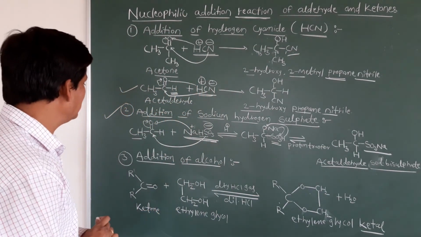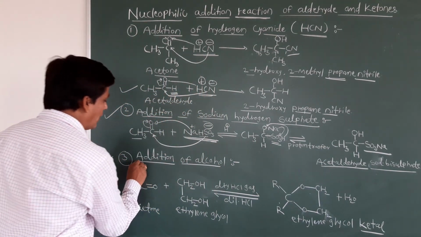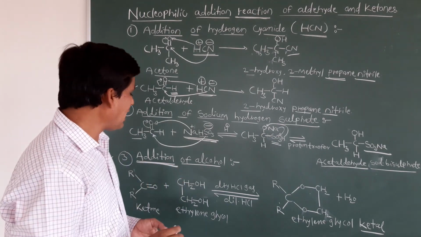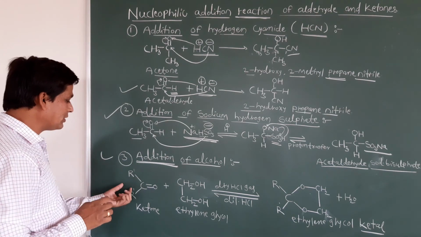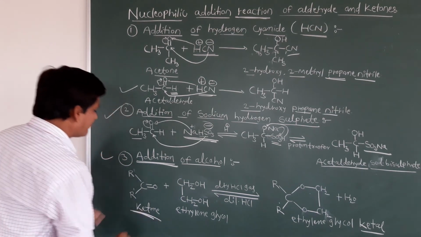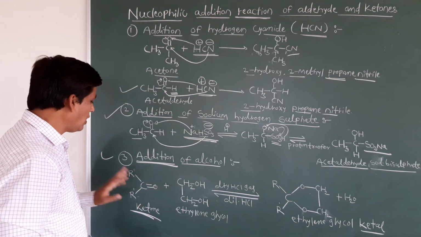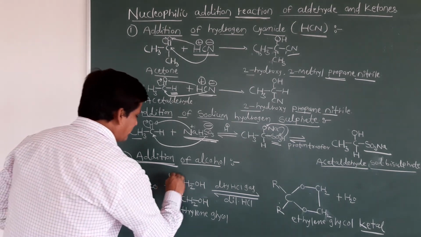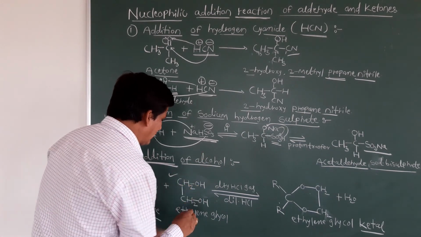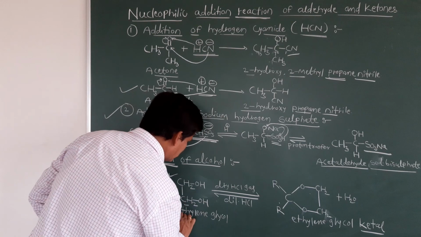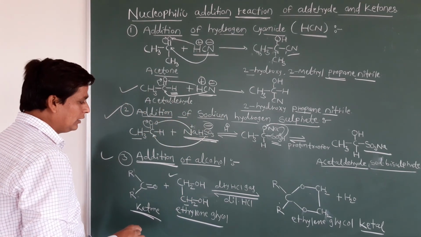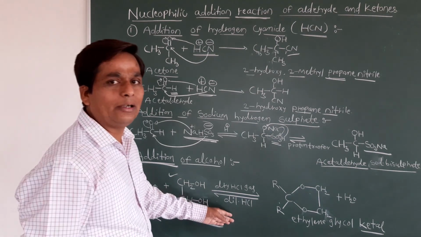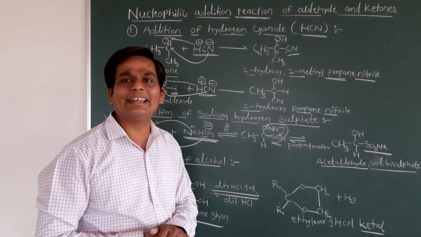Okay, students, see the next reaction, addition of alcohol. When we add alcohol to an aldehyde as well as a ketone, what happens? I have taken the general example of a ketone, R C double bond O R. This is one example of an alcohol, CH2OH single bond CH2OH. This is ethylene glycol. Okay, students, this is a dihydric alcohol. This reaction is carried out in the presence of dilute HCl or dry HCl gas.